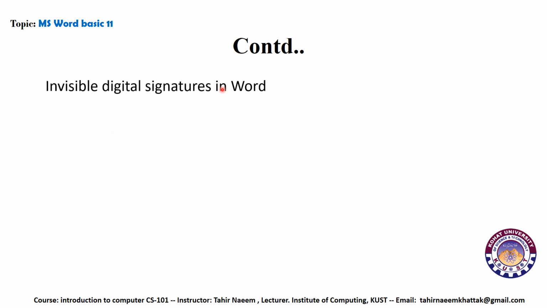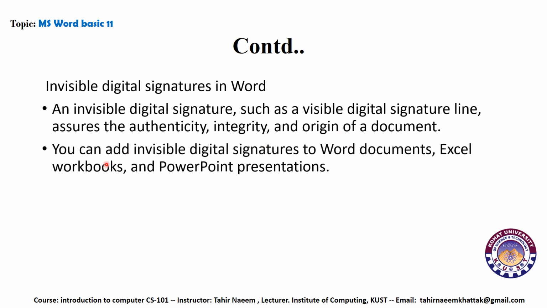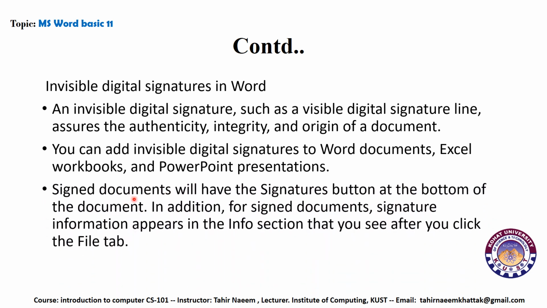Invisible digital signature in Word. An invisible digital signature, like a visible digital signature line, ensures the authenticity, integrity and origin of a document. We can add an invisible digital signature to a Word document, Excel workbook and PowerPoint presentation. Signed documents will have the Signature button at the bottom of the document. In addition, for signed documents, signature information appears in the Info section that we see after we click on the File tab.